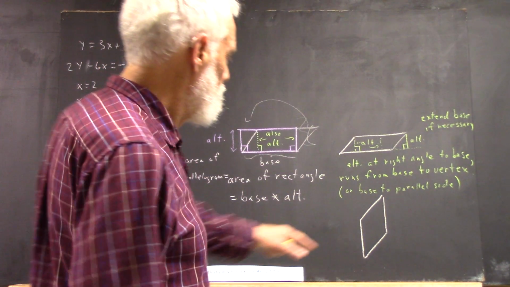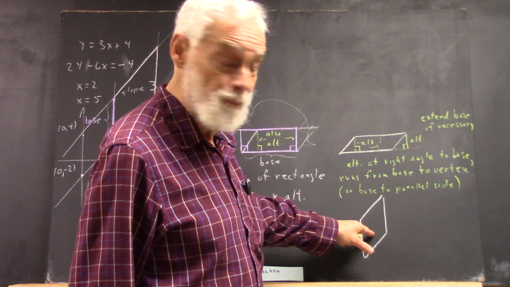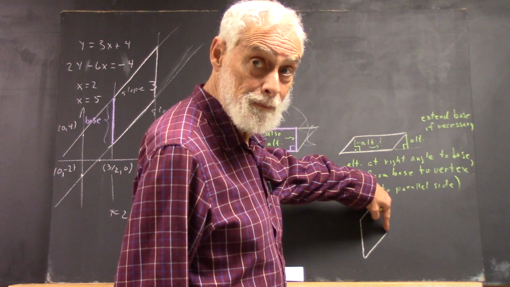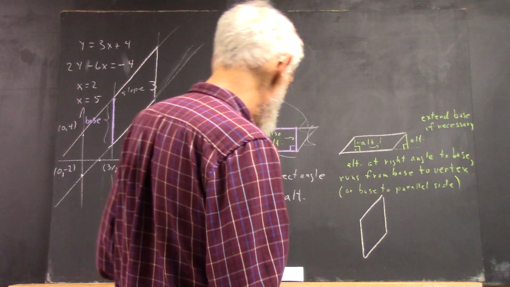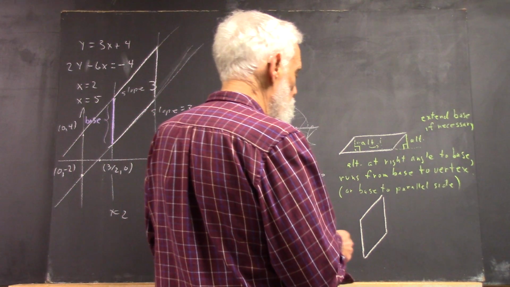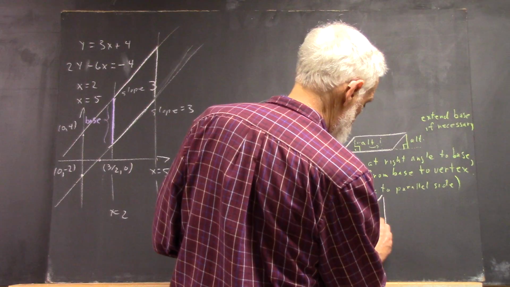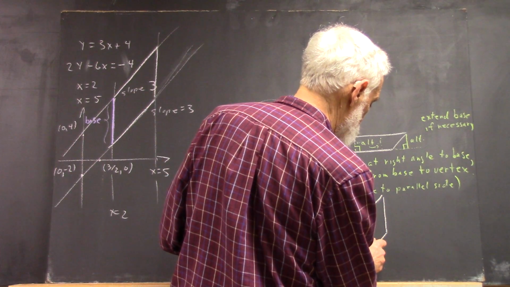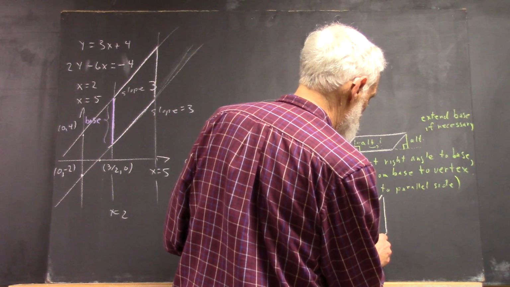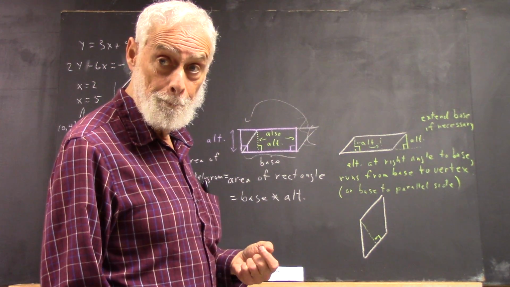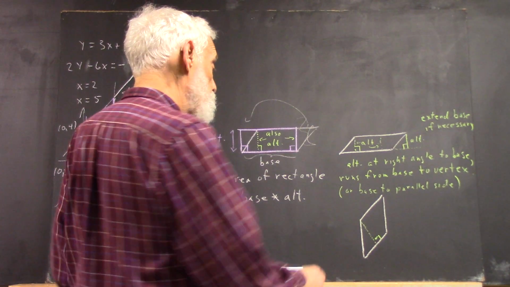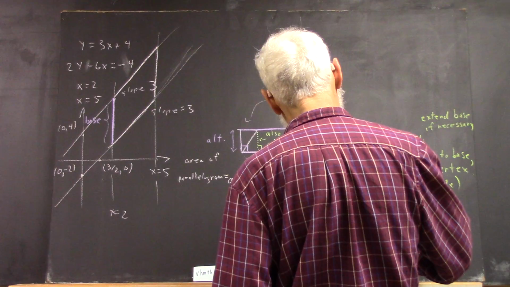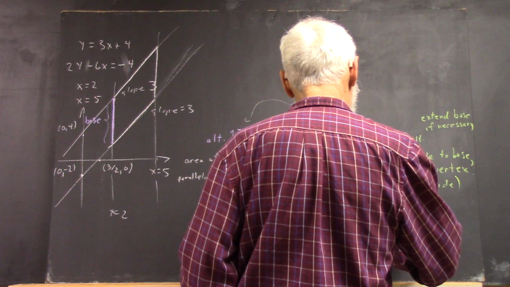Okay, now if our parallelogram looks like this, we could choose this to be the base, and our altitude would run perpendicular, right angle to the base, to the opposite side or to a vertex, as long as this is perpendicular, right? So we could have base here, altitude here.